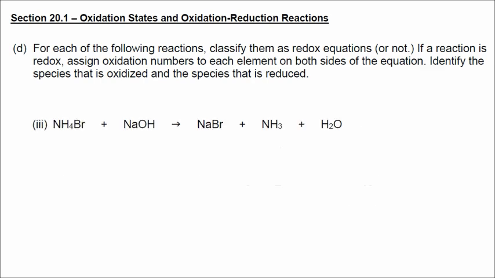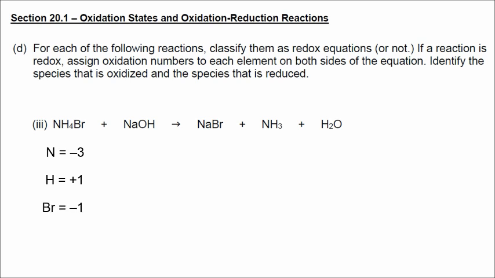In this next reaction, we have ammonium bromide. So the ammonium polyatomic ion carries an overall charge of +1. Since hydrogen will be +1 in this case, that forces the nitrogen to be negative, in this case -3. And the bromide ion in ammonium bromide, bromide is -1.